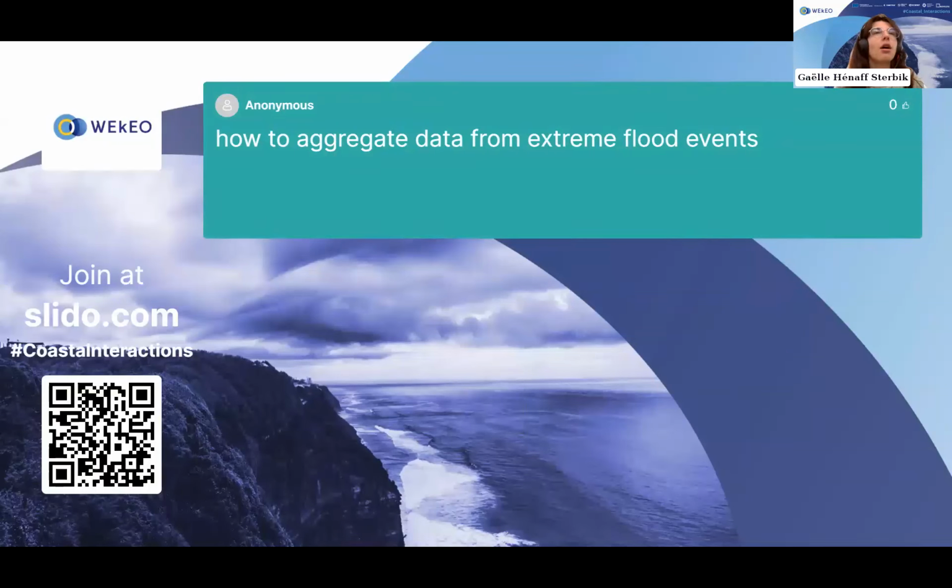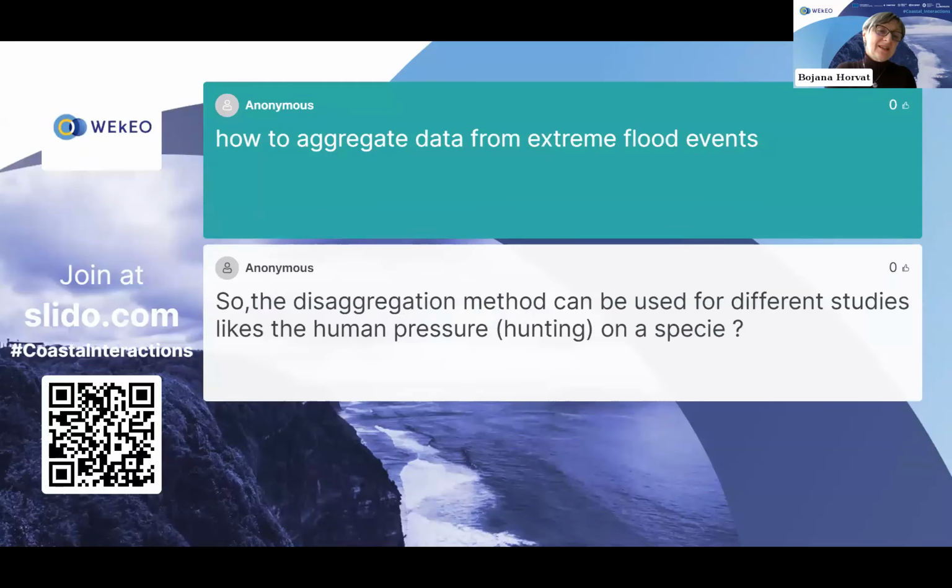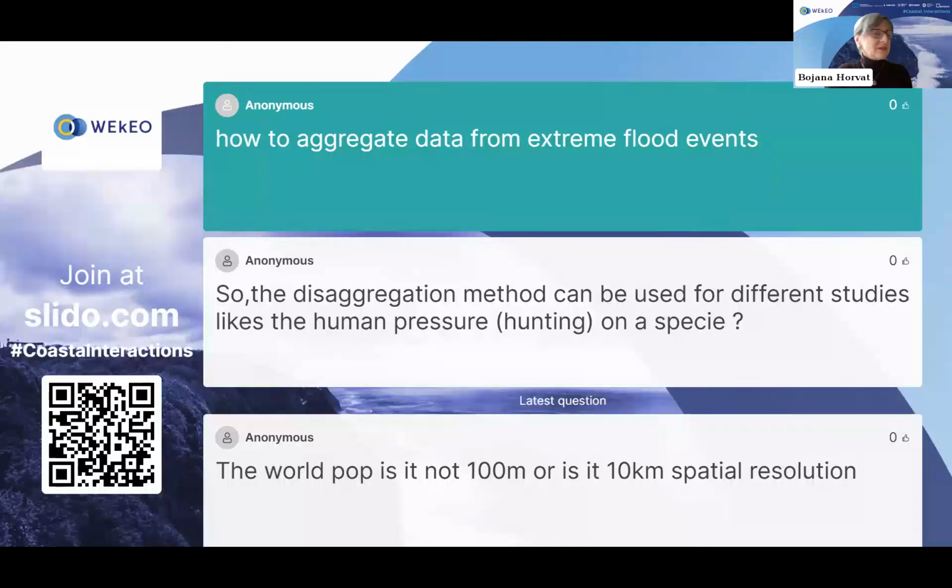This question: how to aggregate data from extreme flood events? That's a difficult question to answer. Yeah, I have no experience with aggregating from these extreme flood events. Well, aggregation is actually, in my opinion, much easier than disaggregation of the data if you have the spatial units to which you have to aggregate the data that you got from your studies. I think it's quite straightforward in a GIS environment.